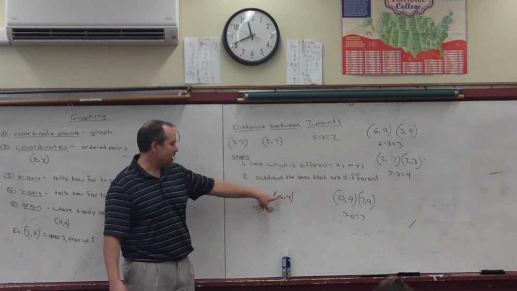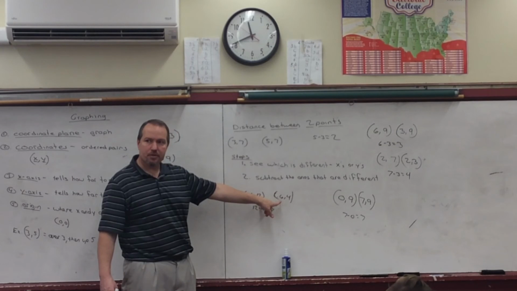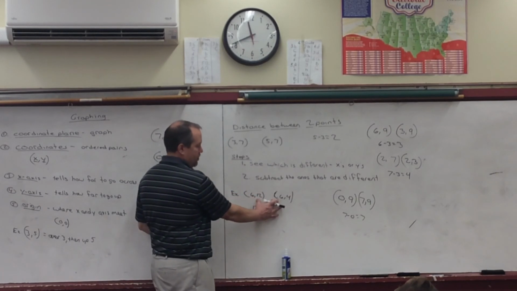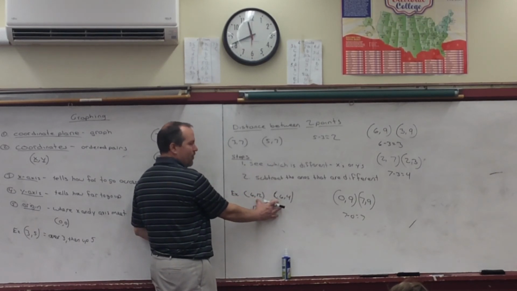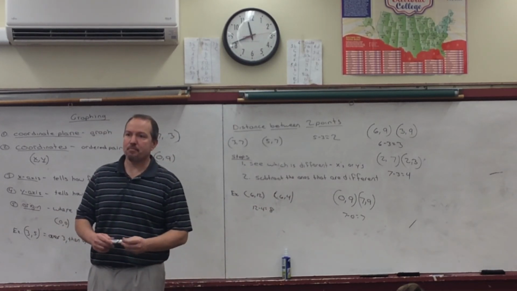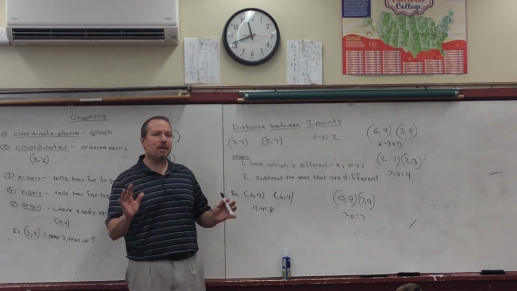Which is different here, the x's or the y's? The y's. So how do we find the distance? Subtract 4 from 12. And 12 minus 4 is? 8. Okay, so you get the idea how to do that? Anybody have any questions?